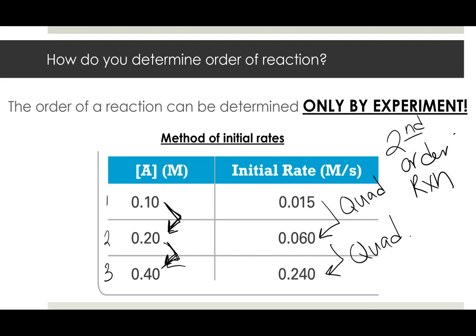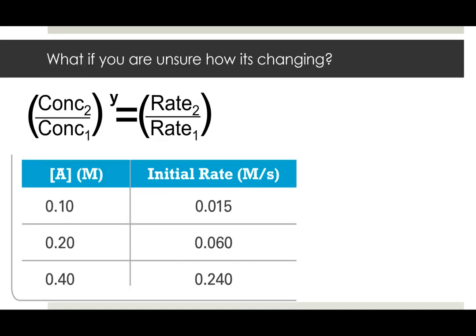And what if the numbers aren't nice and pretty and clean like these are? They're not going to be in the lab, right? They're going to be messy numbers. So let's take a look at how we can determine this mathematically. What if you're unsure of how it's changing?